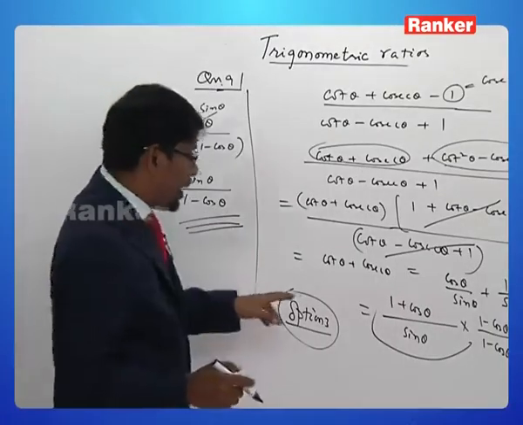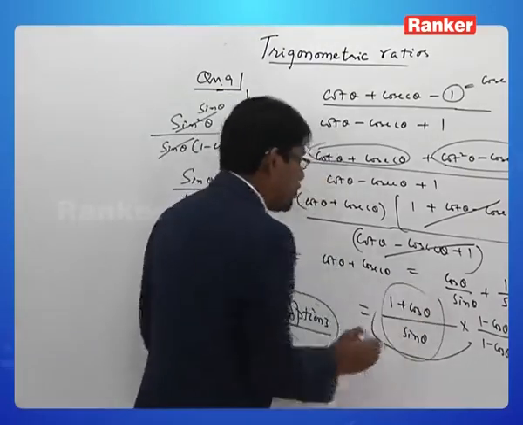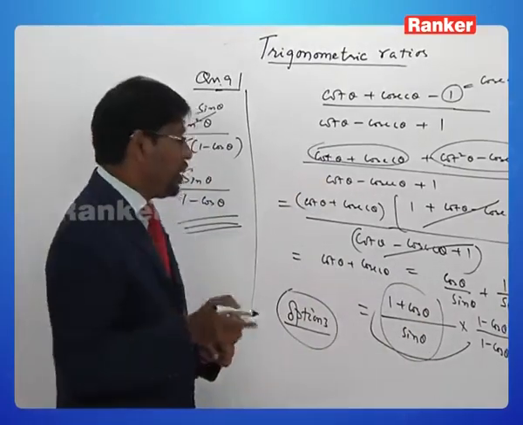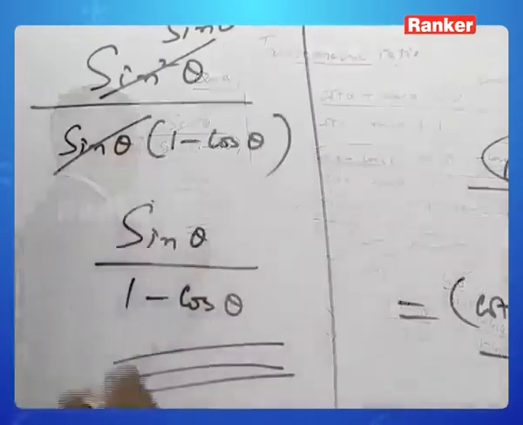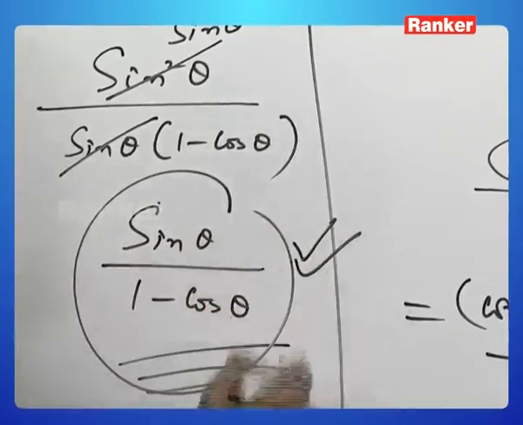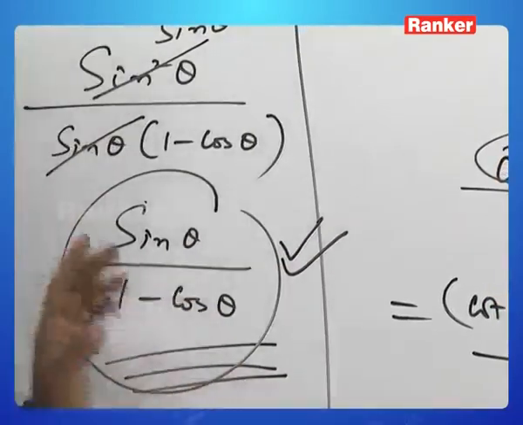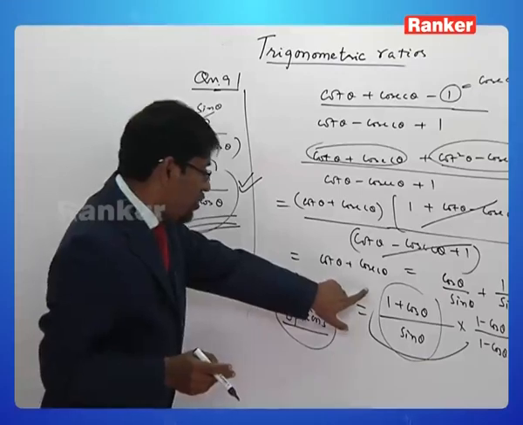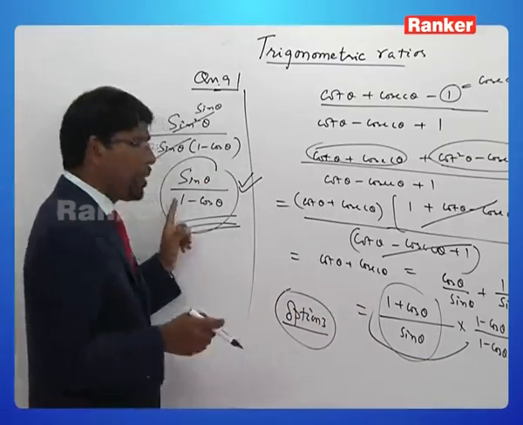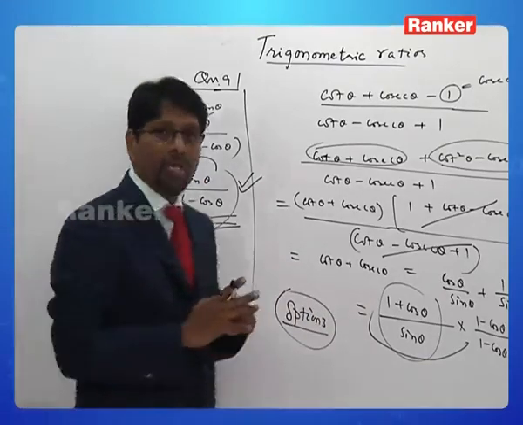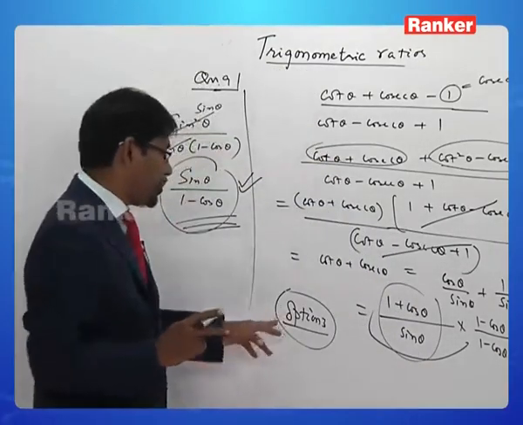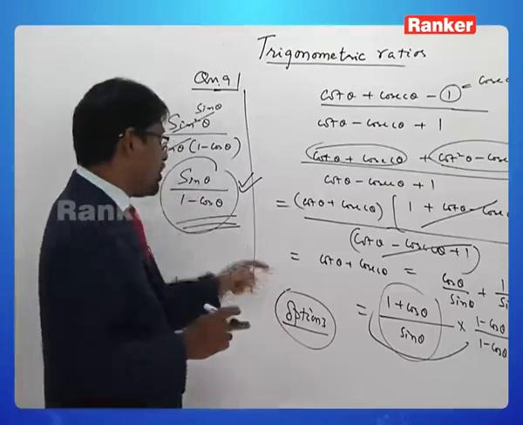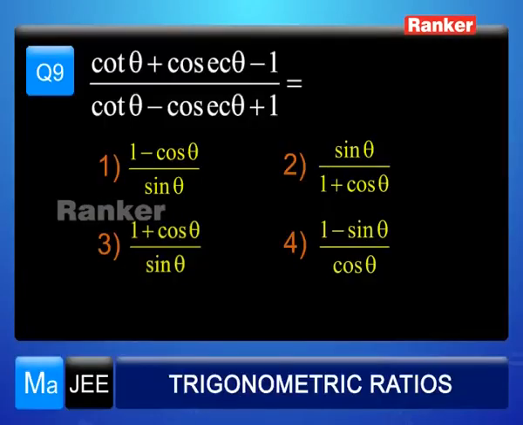So this is the right option. 1 plus cos theta by sine theta is the right option, but had he given sine theta by 1 minus cos theta, that also would have been correct. So you could have written it in the form of 1 plus cos theta by sine theta, or you can bring it into the form of sine theta by 1 minus cos theta. So both types would have been correct. Of course, we are not given this option, so we are only given this option, and hence we can go for option 3. Option 3 is the right answer.